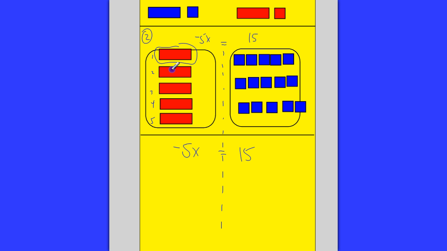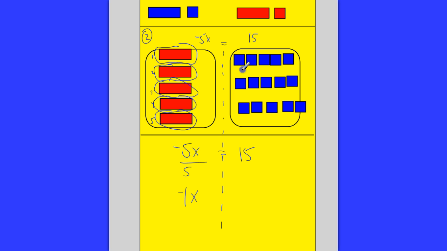Now right now it's a red x. We'll take care of that in just a minute. All right, so you have 5 groups of 1, so you can circle each one of those. So you've divided them into 5 groups. Let's record that. You just divided that by 5, which gave me negative 1x. We'll deal with that in a second.